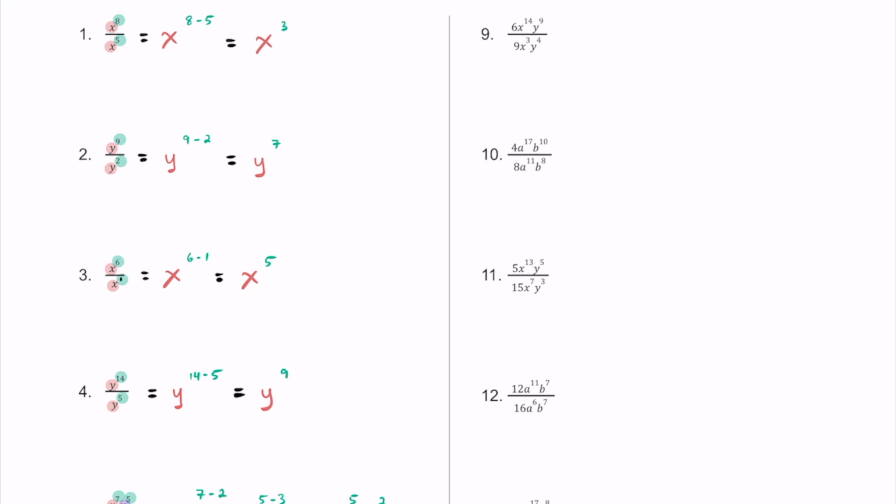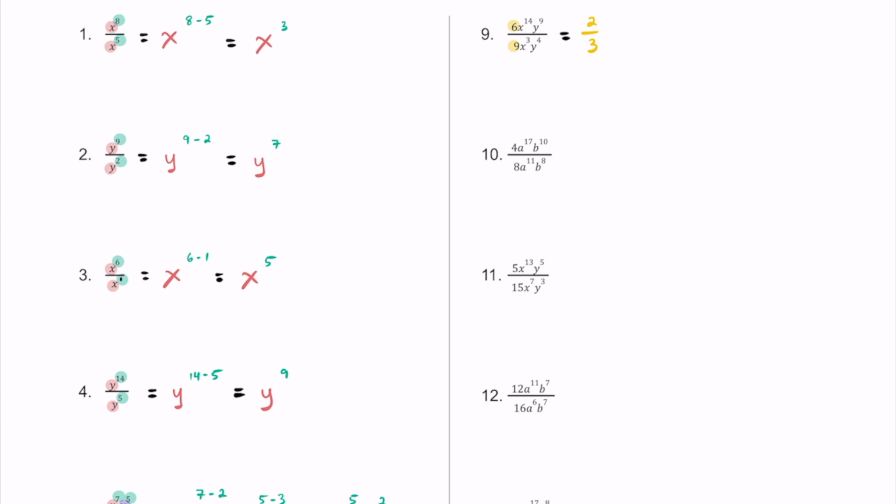For number 9, now we have coefficients involved as well. So we have the 6 and 9 in the beginning, and we're going to start with finding the GCF of those. If we divide 6 and 9 by their GCF, divide them both by 3, then we're going to end up with 2/3. So I'm going to write 2/3 as that coefficient in front.